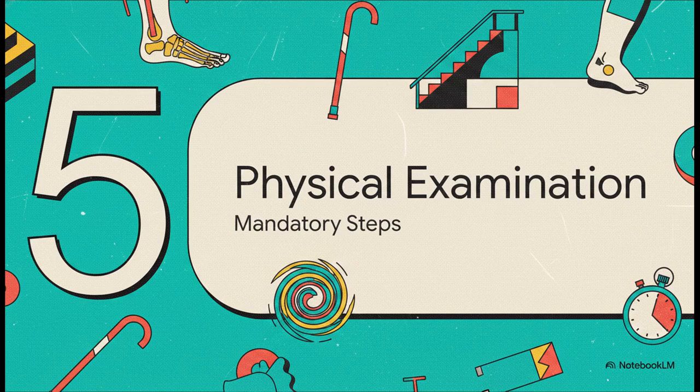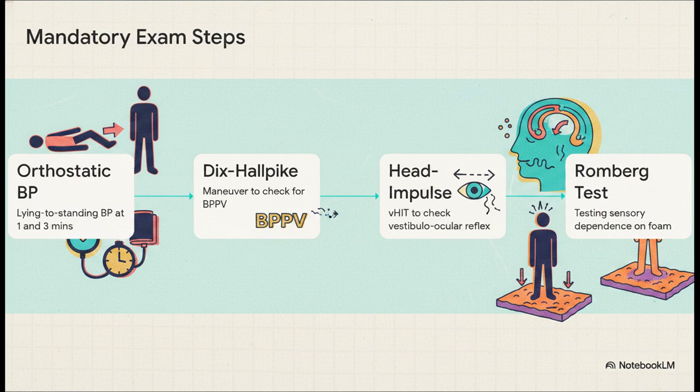Which leads us to Section 5, the mandatory physical examination. This structured sequence is absolutely mandatory to build a complete clinical picture. First up, you have to measure lying to standing blood pressure at both 1 and 3 minutes to catch any orthostatic hypotension. Second, perform the Dix-Hallpike maneuver because BPPV is quite simply the most prevalent treatable vestibular cause of falls out there. Third, execute head impulse testing to check that vestibulo-ocular reflex. And finally, test their sensory dependence by putting them through the Romberg test on a compliant foam surface.